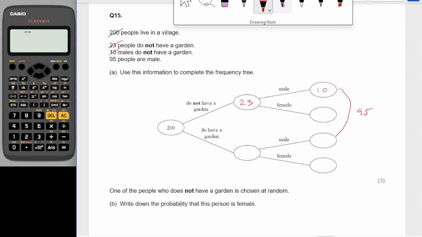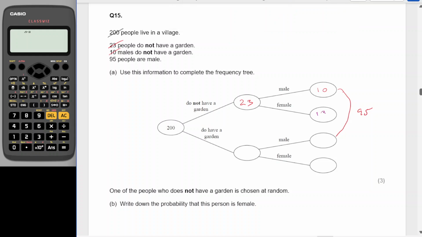I'm now going to work out other parts. So that must be 13. That must be 85. This value must be 200 take away 23, so that's going to be 177. And then this final value here, 177 minus 85, gives us the value of 92.